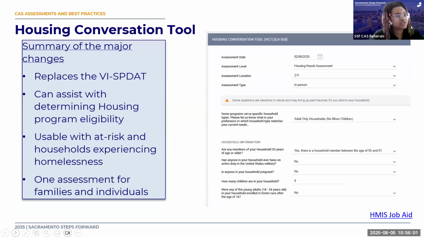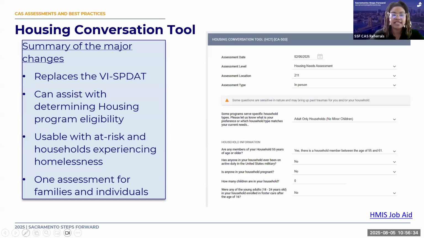All right, so we're going to talk a little bit more about the housing conversation tool. Like I said before, this replaces the VI-SPDAT. It can assist with determining housing program eligibility. A lot of the questions that we got from folks was, what programs can my clients get into? What are they eligible for? There's a really cool aspect of this that allows you to know which programs your client is eligible for, based off the answers in the housing conversation tool. So if it's 100 or more across the row, then you know your client is eligible for that program.